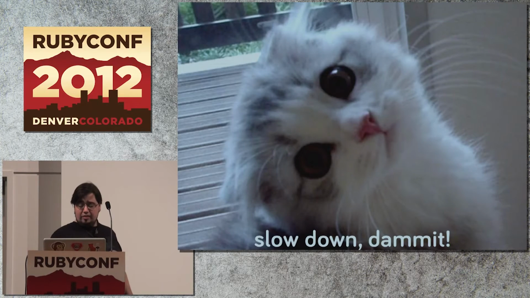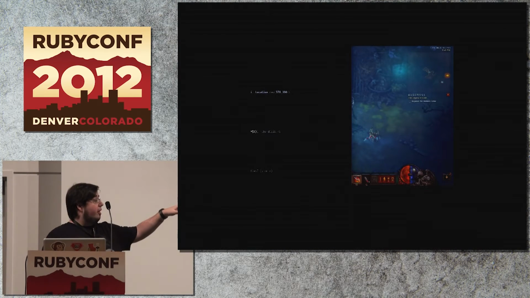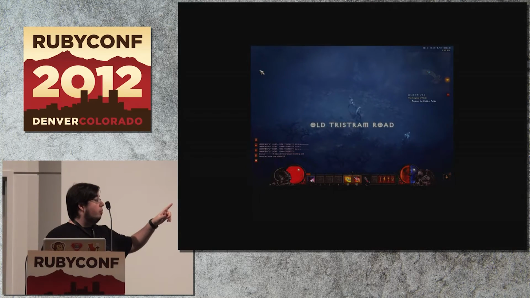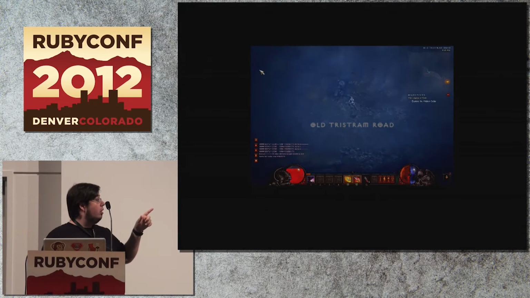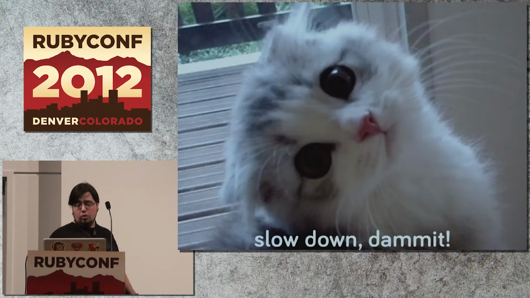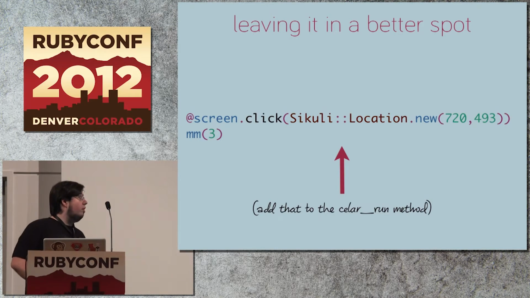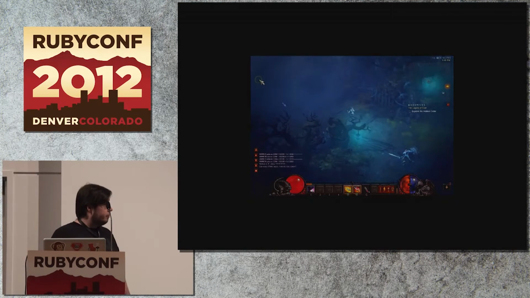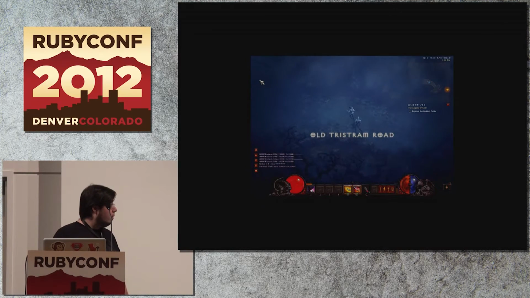So as you can see here, I'm playing the same movie again. We need to get a bit further down the screen to get close to the cellar. You see, we are kind of far from it. So what we're going to do to leave it in a better spot is click on the bottom of the screen and move 3 times. So we just add that to the cellar run method, and that's what happened.